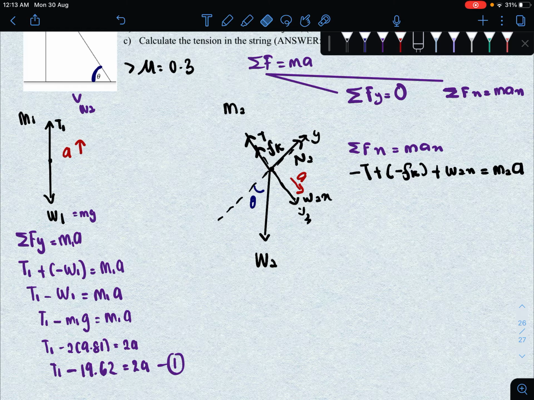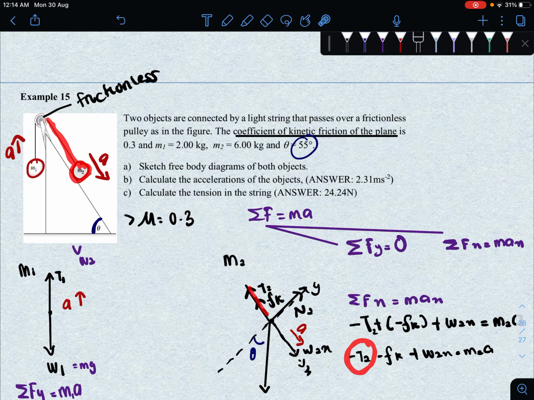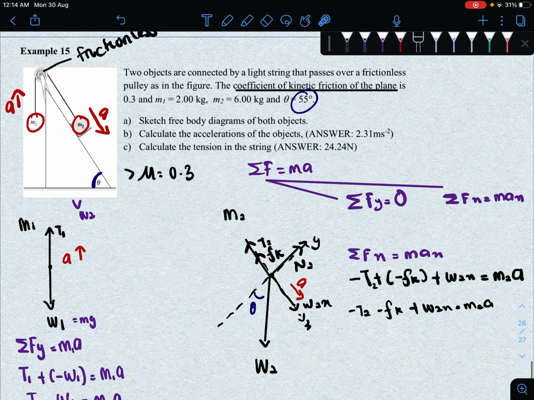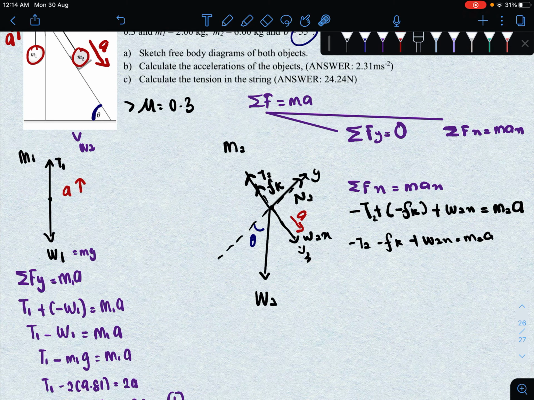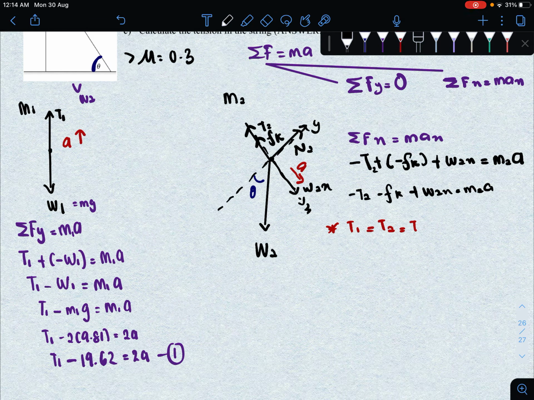Okay, so kalau kamu tengok, ini adalah tension kedua. Sorry saya tertinggal tadi, sepatutnya saya tulis T2 dekat sini. Okay, so kita akan ada negatif T2 minus Fk plus W2X sama dengan M2A. So apa yang kita nak buat adalah T2 dekat sini, T2 adalah tension yang objek kedua kita ni tergantung. Kalau kamu perasan, tali yang objek kedua ini tergantung adalah sama dengan tali objek satu gantung. Okay, they are the same string. When they are the same string, they will have the same tension. Mereka akan ada tension yang sama. So, saya boleh buat conclusion dekat sini, T1 akan sama dengan T2. So, saya nak tulis dia sebagai T sahaja. Okay, so I'm going to rewrite this one here as negative T.